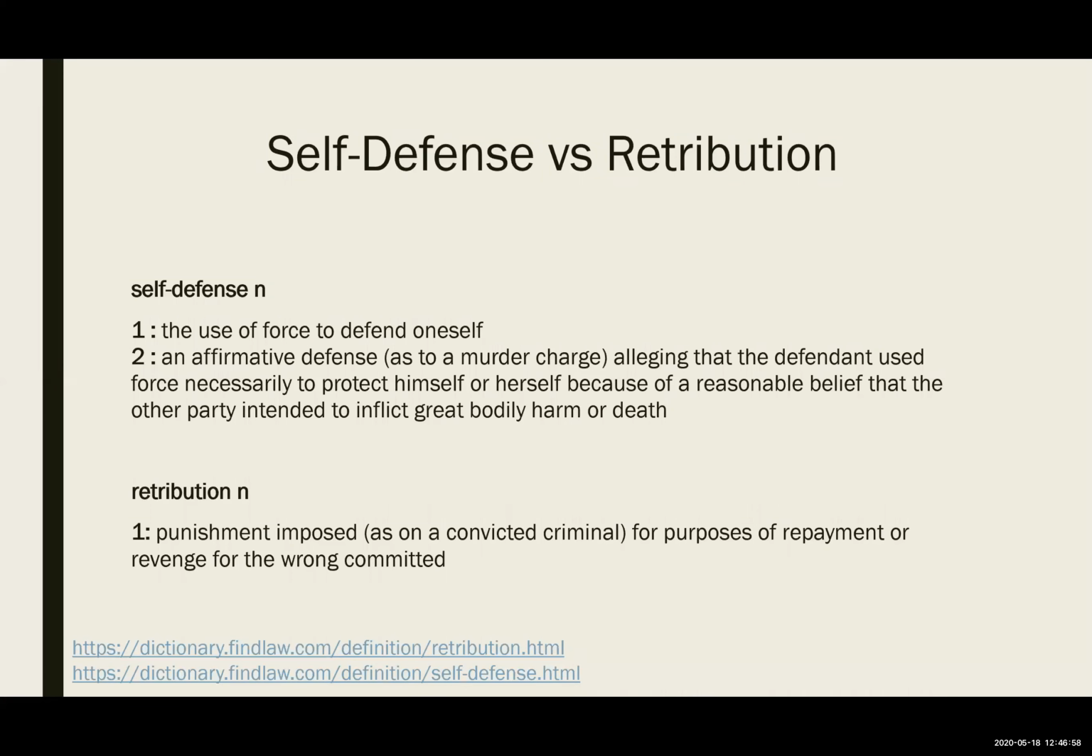One of our important distinctions in self-defense is that we want to stop at that line of what is necessary to end the threat. We don't want to cross over into that other realm of retribution, because that's a whole can of worms of trouble that you'll get into if you go beyond what is necessary to end that threat. So just keep that in mind.